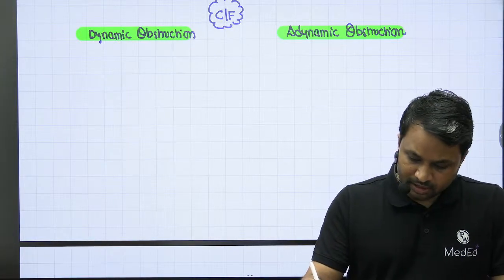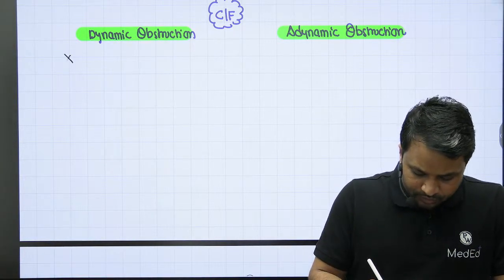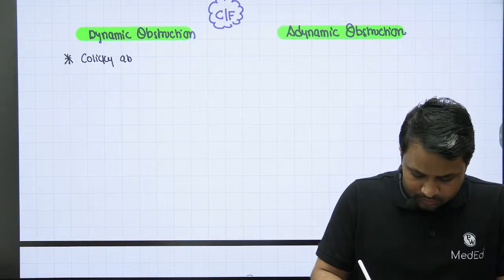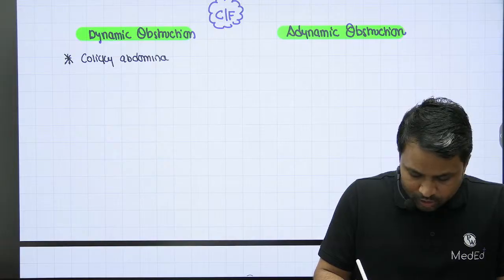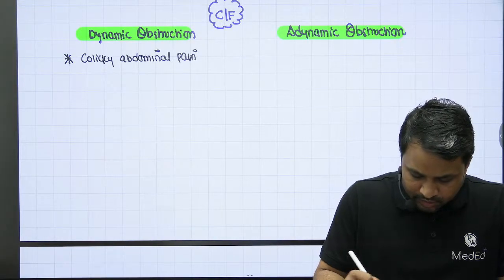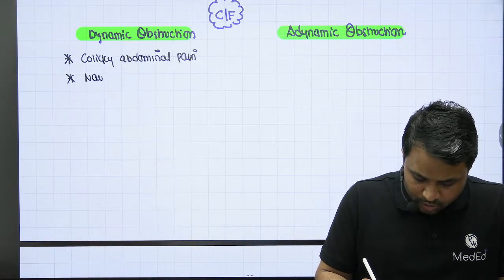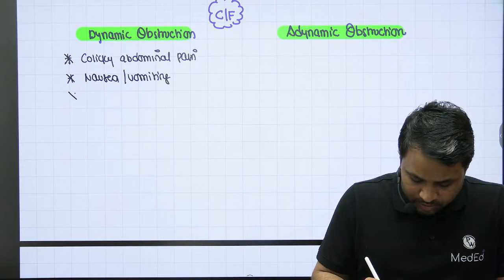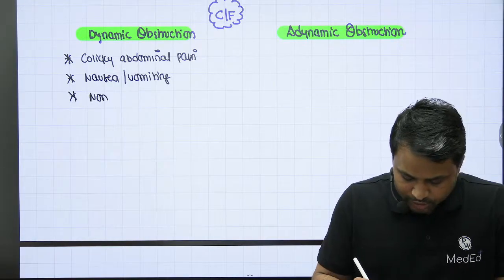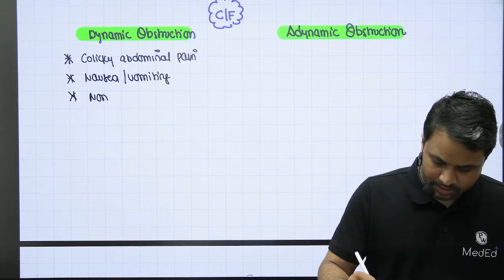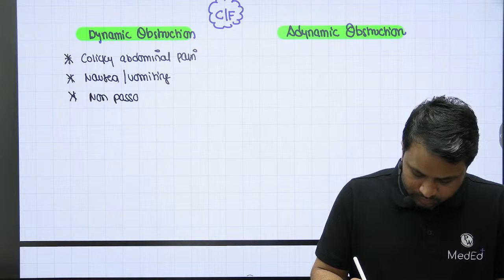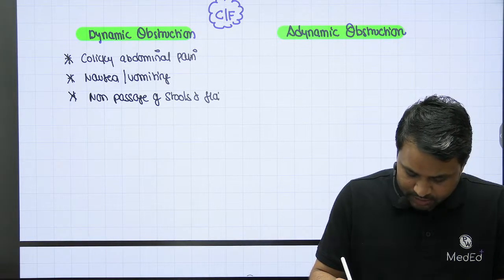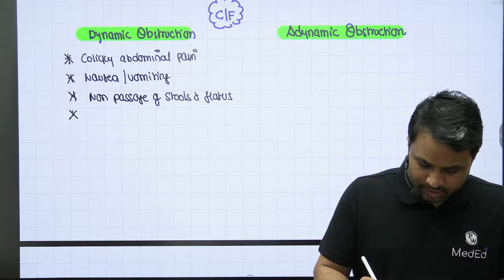So when we say dynamic bowel obstruction, number one, there will be colicky abdominal pain. It will be associated with nausea and vomiting. There will be non-passage of stools and flatus.